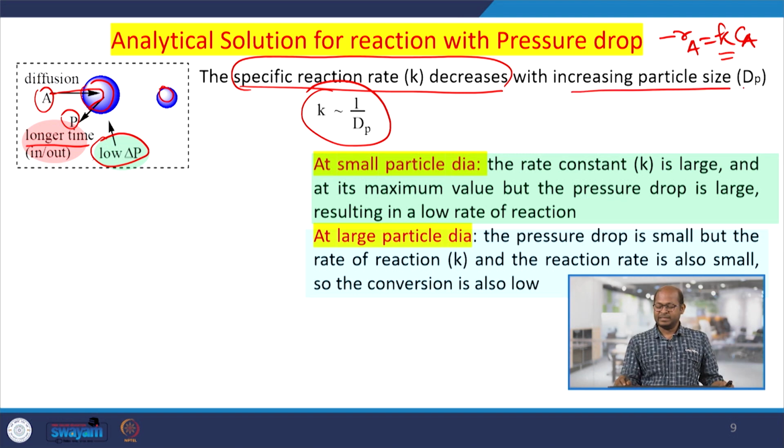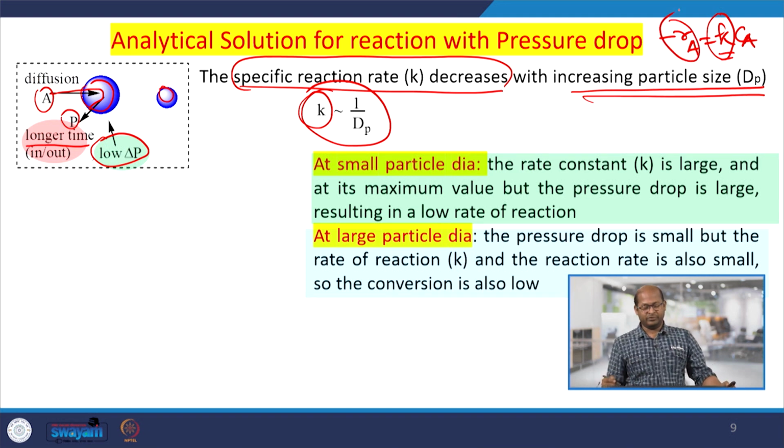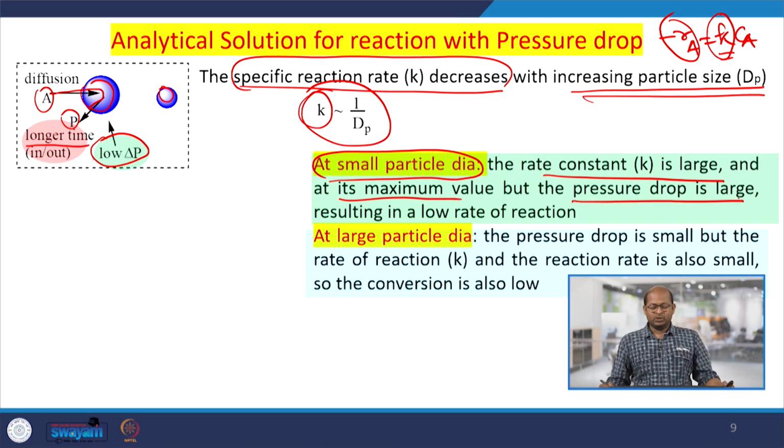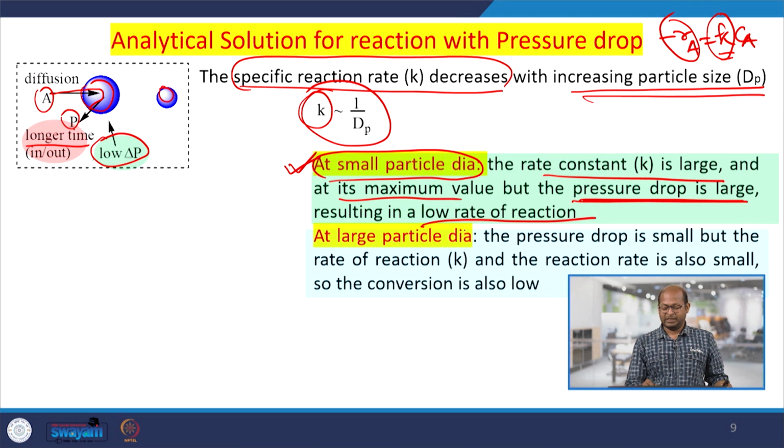So, if we increase the particle diameter, then the reaction rate constant will decrease, and then the overall rate of the reaction will drop. Therefore, for a small particle diameter, the reaction rate constant is large and reaches its maximum value, and the pressure drop is large in that case. So, smaller diameter particles mean a large reaction rate constant and a large pressure drop.